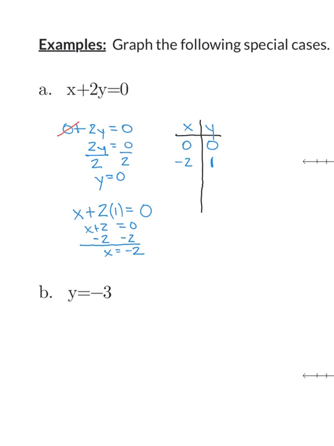Remember that in order to graph a line, you only need 2 points. If you want to find a third one, you can always pick some other numbers and plug it in for x or y. If you're going to plug in for x, I would recommend making sure that you pick numbers that are divisible by 2. When you divide by 2, you want to make sure it goes in evenly.